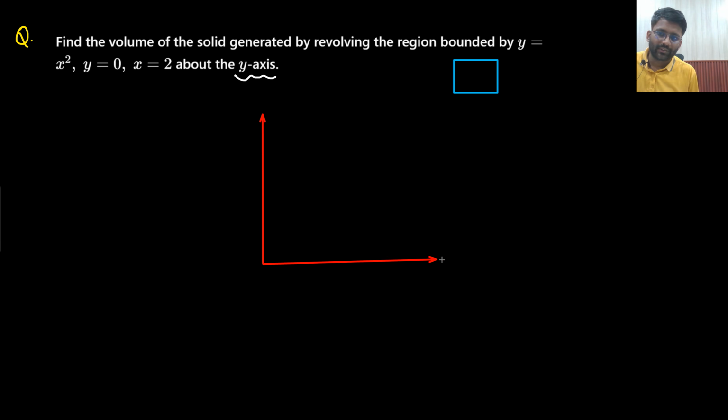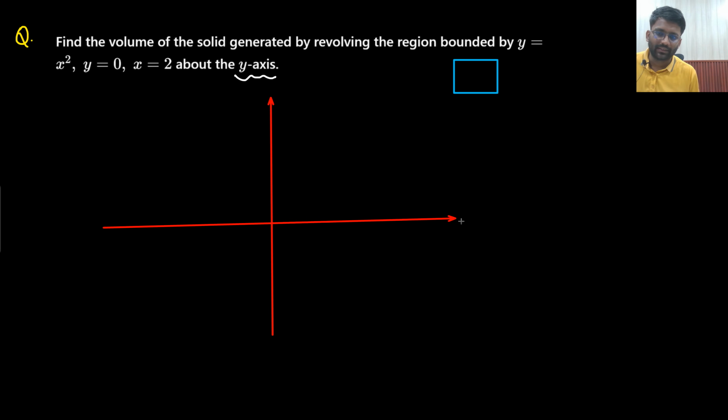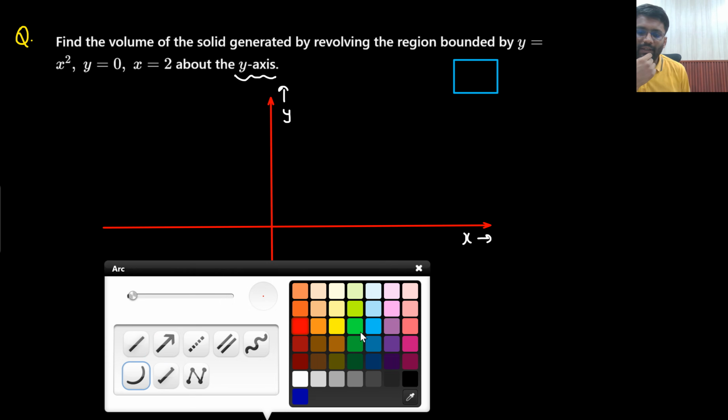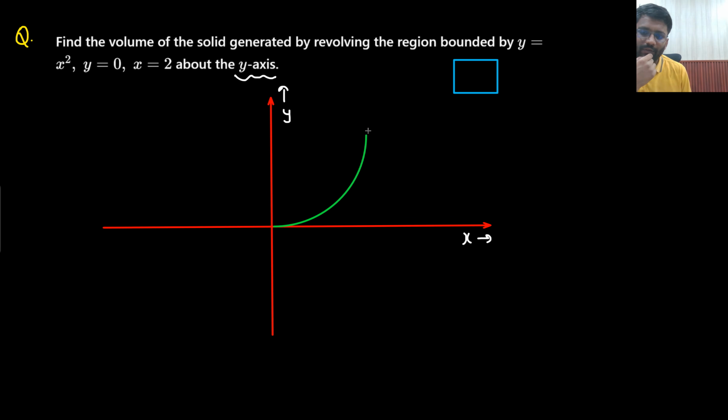y equals x square, and we need to take the positive value of y, so I am making only the positive graph. But because we need to rotate with respect to the y-axis, let's make the axes in this manner. This is your y and this is your x. First I need to draw the graph of y equals x square. So this is the graph of y equals x square.